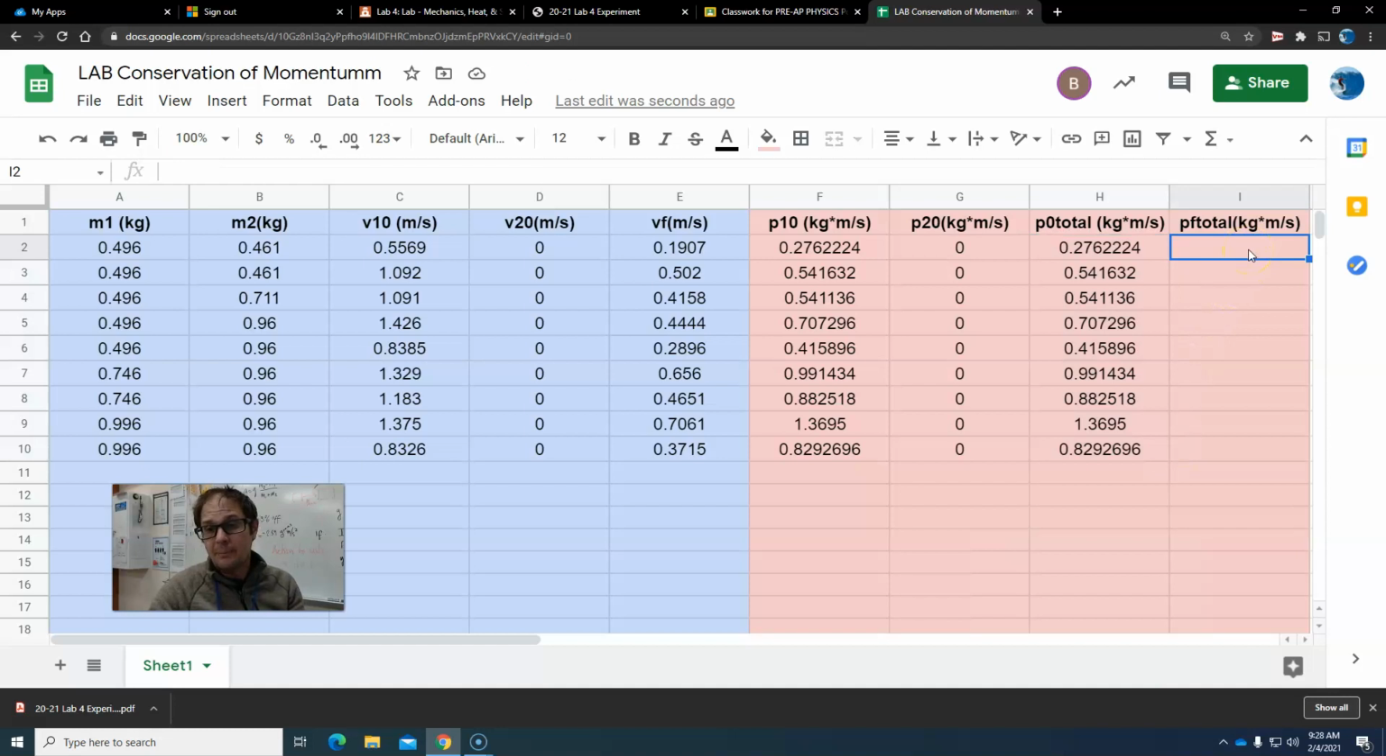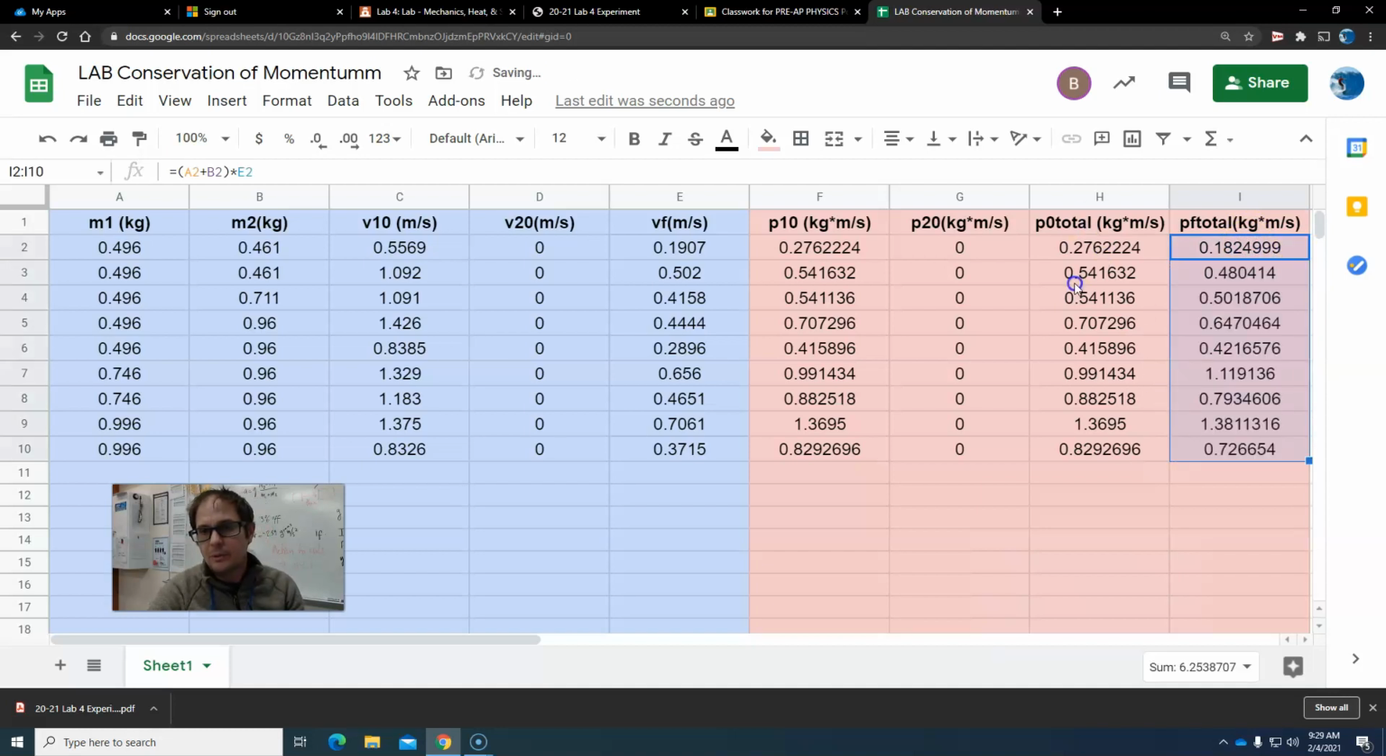Now for the final momentum, they are together, so you need to add the masses, m1 plus m2, times the velocity of the cars together that I call Vf. And as you can see, these numbers are close to the initial momentum of the system, equal to the final momentum of the system. And now we have a couple of options over here.